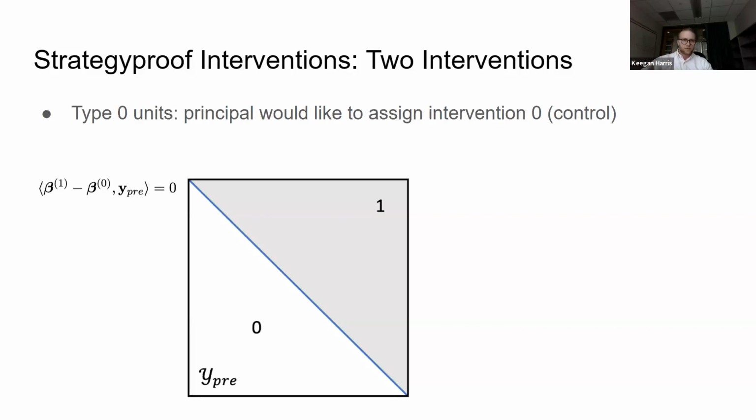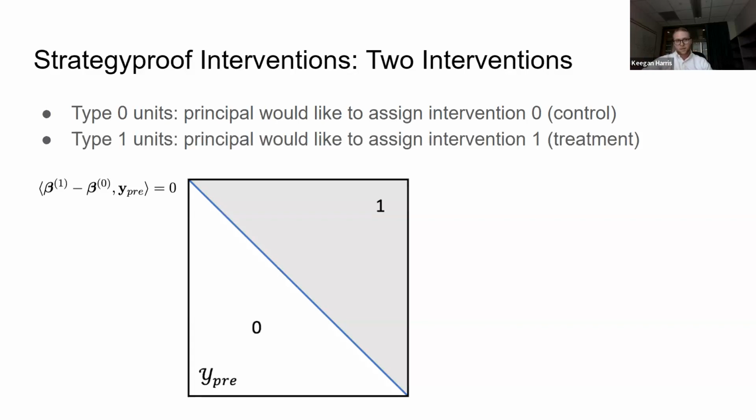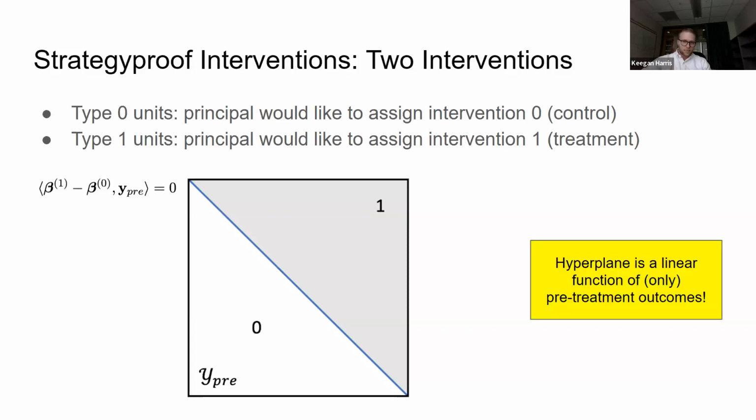So we see that units are of type 0 if the principal would prefer to assign them intervention 0, aka the control. Likewise, we say units are type 1 if the principal would like to assign them intervention 1, aka the treatment. And I'd like to stress that this hyperplane is a linear function of only the pre-intervention outcomes, nothing that happens after the intervention.